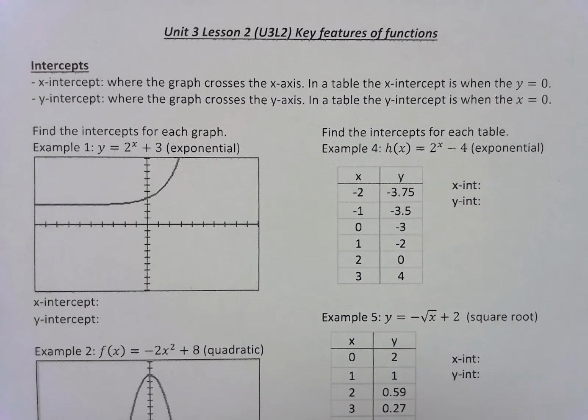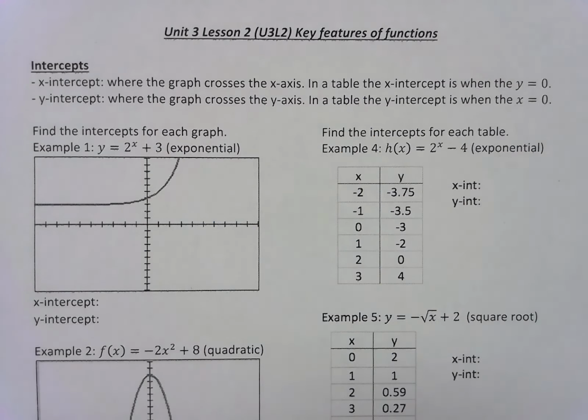Unit 3, Lesson 2, Identifying Key Features of Functions. First, we'll look at intercepts. An x-intercept is where the graph crosses the x-axis. In a table, the x-intercept is when y is 0. The y-intercept is where the graph crosses the y-axis. In a table, the y-intercept is when x equals 0.